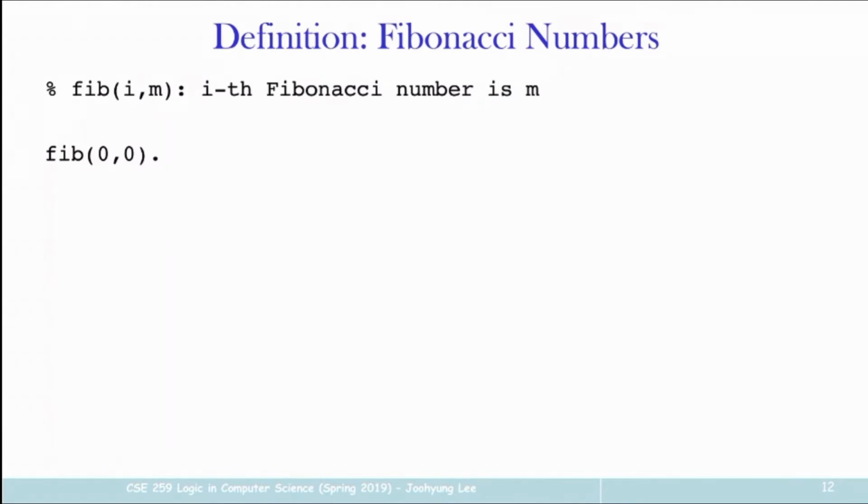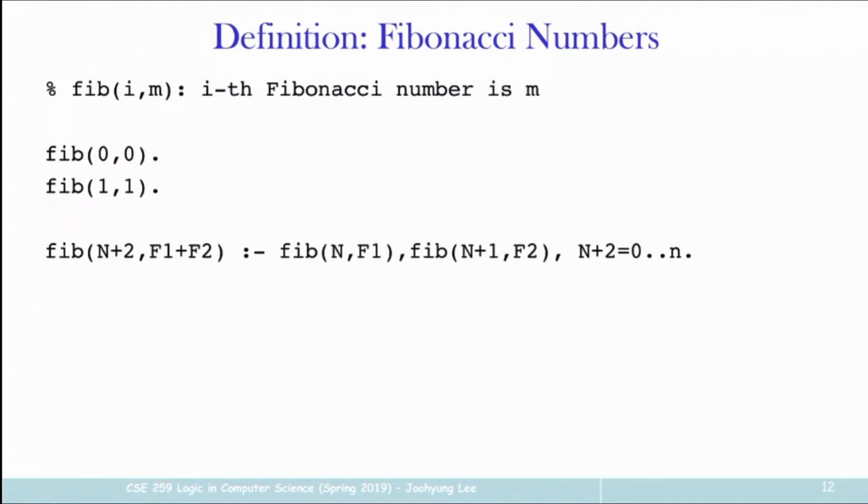Fib of 0 is 0. So we are going to use this predicate fib of I comma m to denote that the I-th Fibonacci number is m. So when I say fib of 0 comma 0, this is a fact. We tell Clingo that 0's Fibonacci number is 0. And in the same way, the next Fibonacci number is 1. Okay? Now after that, we can say fib of n plus 2 is defined by the 2 previous Fibonacci numbers.